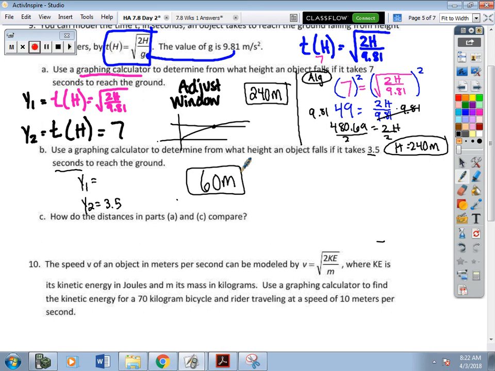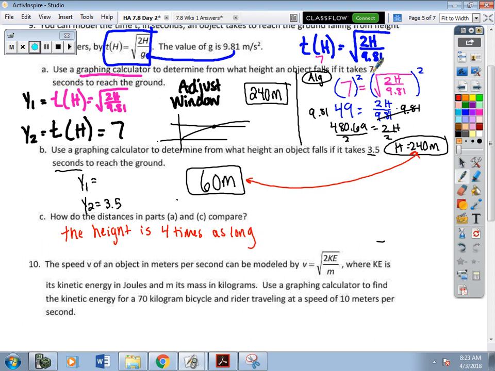Part C asks us, how did the distances compare? So when you compare these two numbers, what is the relationship between those? Sam? It takes 4 times as long for the first one. Yes. I should say the distance is 4 times as long instead of time, or is this height? I should say height. It's 4 times as long.